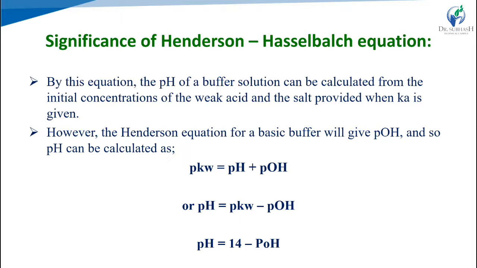So now the significance of the Henderson-Hasselbalch equation. For a basic buffer it will give pOH, and so pH can be calculated from that. So pKw is equal to pH plus pOH, or we can write pH is equal to pKw minus pOH. That pKw is 14. So pH is equal to 14 minus pOH, if we know the pOH value we can find the pH. So that is the significance of that equation.